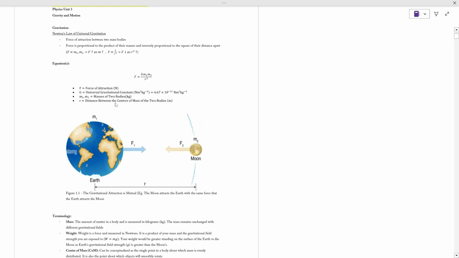And r squared, to note, is the distance between the centers of the mass of the two bodies. So not from the surfaces, but from literally the centers. Always remember that when you're doing a force of attraction question.